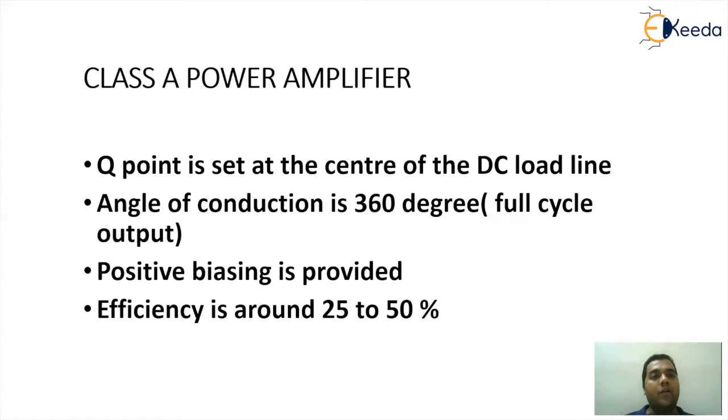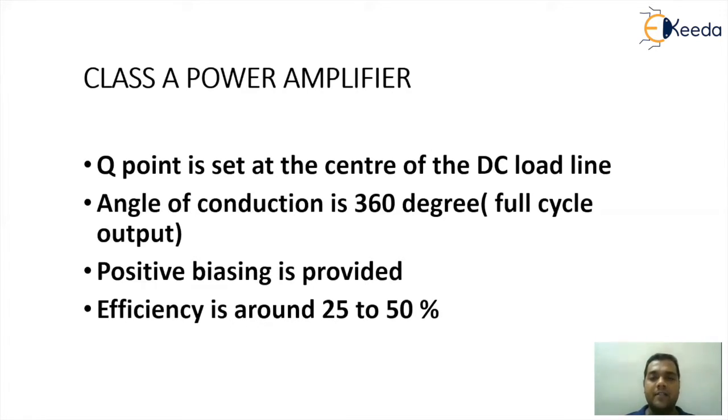So coming back to the class A power amplifier, during the introduction we have already discussed that the Q point of class A will be set at the center of the load line. The angle of conduction is going to be 360 degrees, which implies you will get a 100% full cycle output. Provision has to be made so that the output is not clipped at any of the ends, and the Q point is adjusted properly, and the current and voltage limits are considered during design so that the output values of current and voltage don't cross the maximum limits of current IC and voltage VC.